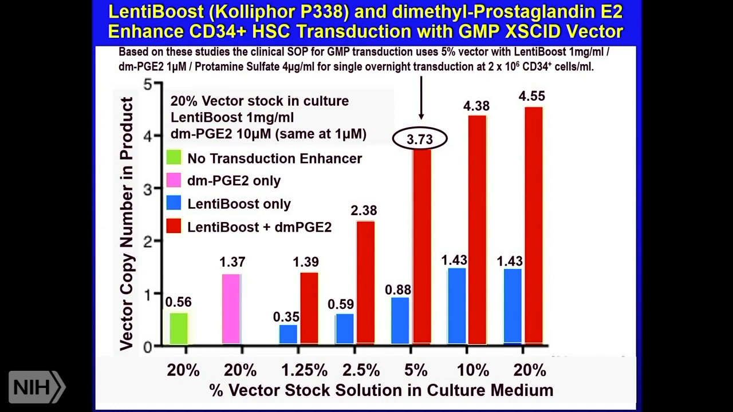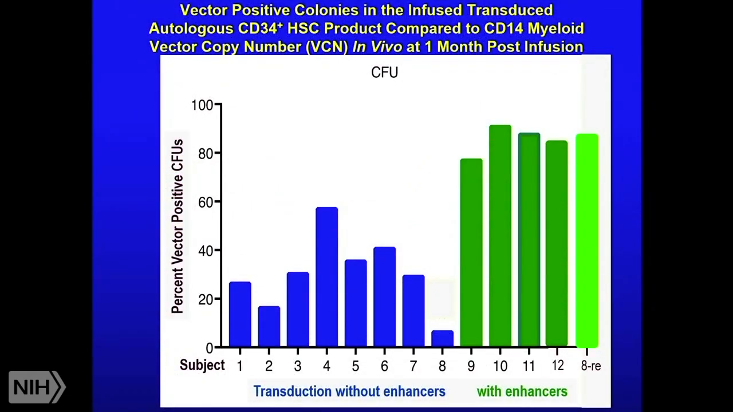We're one of the few groups that has now brought this into the clinic, and I'm going to use this as the last slide. When we treated our first 8 patients with XSCID with this lentivector, this is the product. You can see the percent of CD34 cells that contain at least one copy of vector without transduction enhancers, and there's a lot of variability. But once you add these transduction enhancers, not only do you have really high numbers, but it's much more uniform.